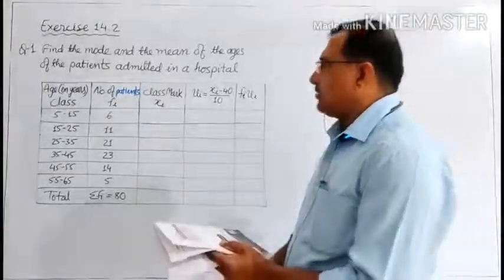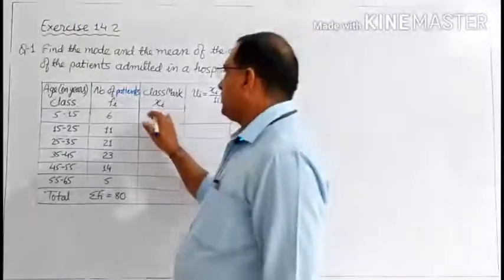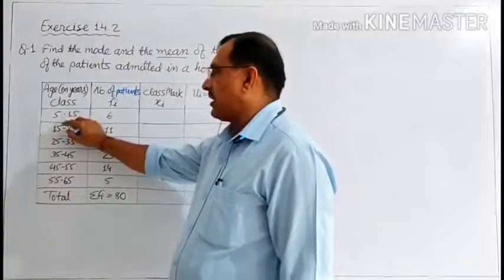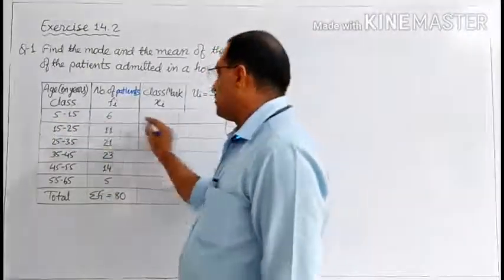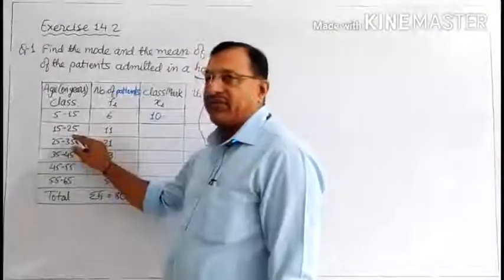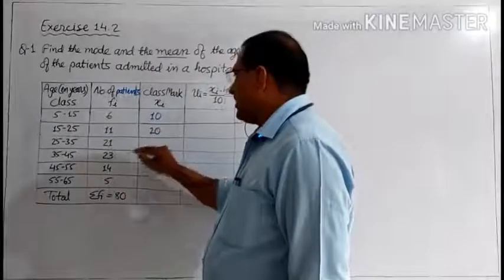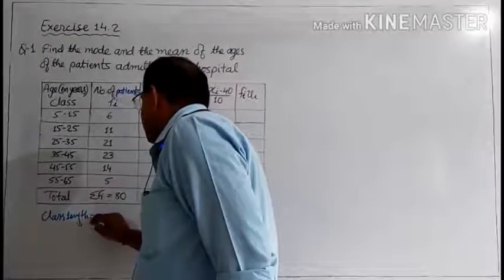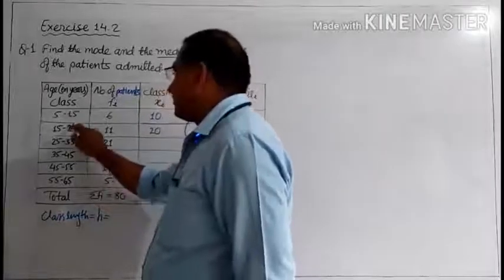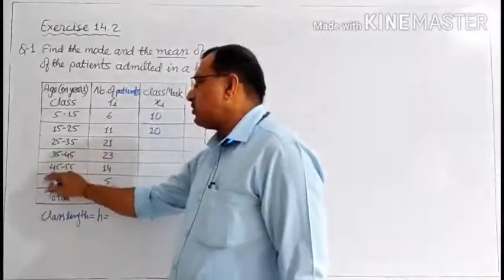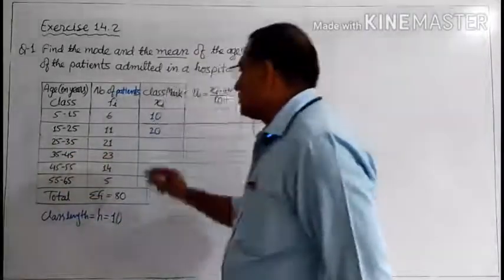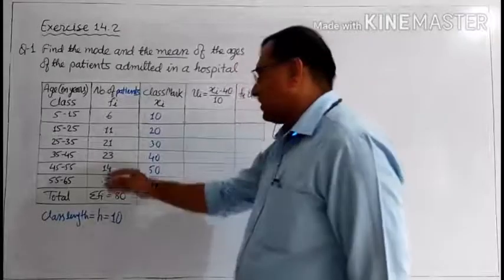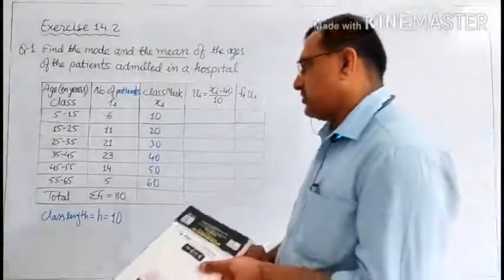First of all, we have to find the class marks to find the mean. Class mark means the middle or central value of the class. 5 plus 15 is 20, 20 divided by 2, so the mid value is 10. 15 plus 25 is 40, 40 divided by 2 is 20. The class length, or class width, the difference between two consecutive upper boundary points or lower boundary points, is 10. So we add 10: 30, 40, 50, 60. This is how we get the class marks.